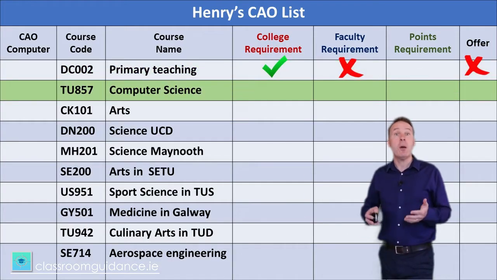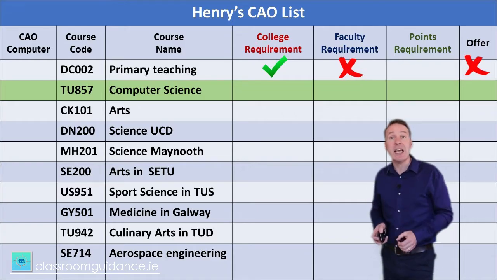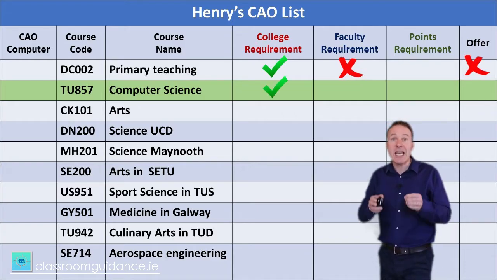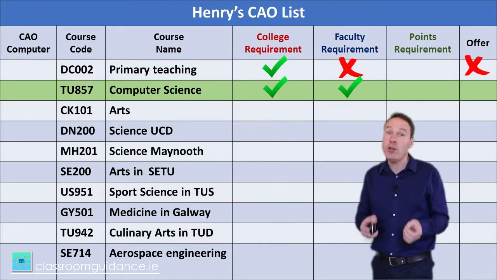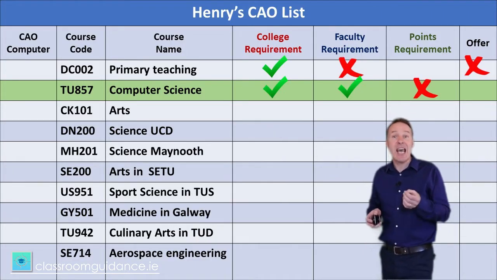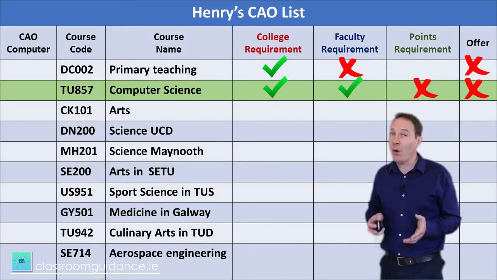So now the computer moves down to preference number 2, computer science infrastructure in TUD. He gets the college requirements, he gets the faculty requirements, which was a minimum of a H7 in maths. Phew, but unfortunately, he's 8 points short. Close, but no cigar, so therefore no offer.